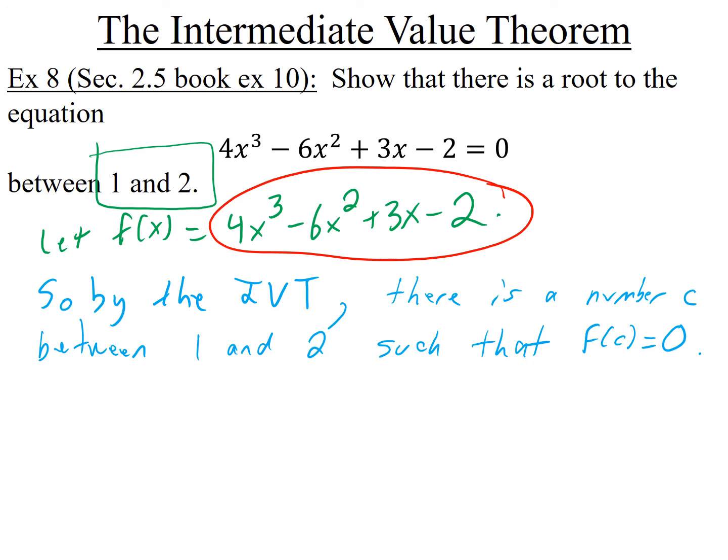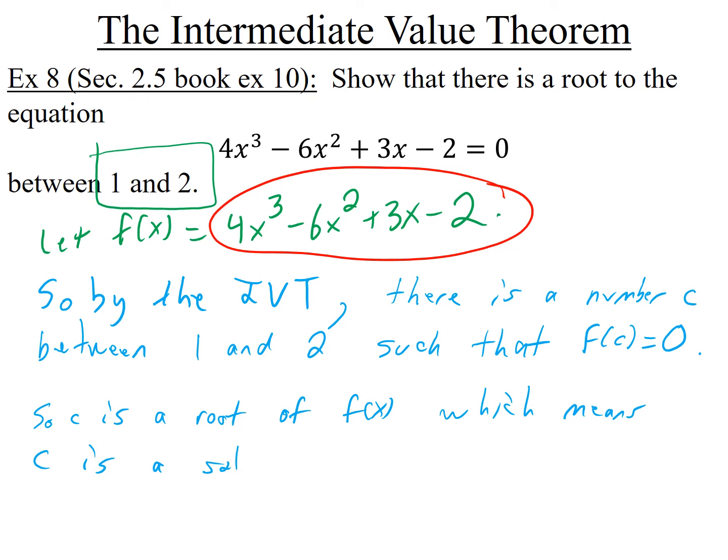So you see, we just concluded by the intermediate value theorem that there's a number you can plug into the function to get 0. Notice I didn't find the number. I just know by the intermediate value theorem there is such a number. I also know it's between 1 and 2. And because f of c equals 0, that means c is a root. So c is a root of the function f, which means c is a solution to the equation.